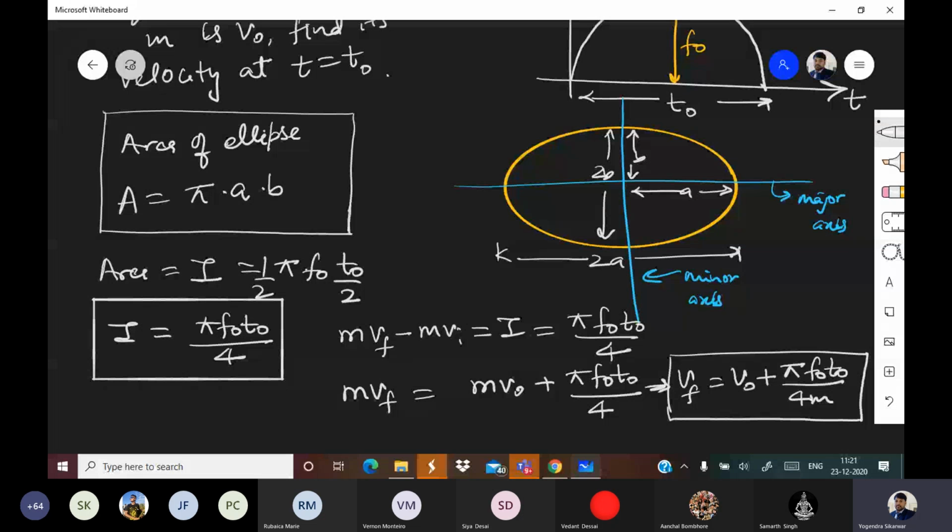Okay, so keep that thing in mind. Keep the formula of the area of an ellipse also.